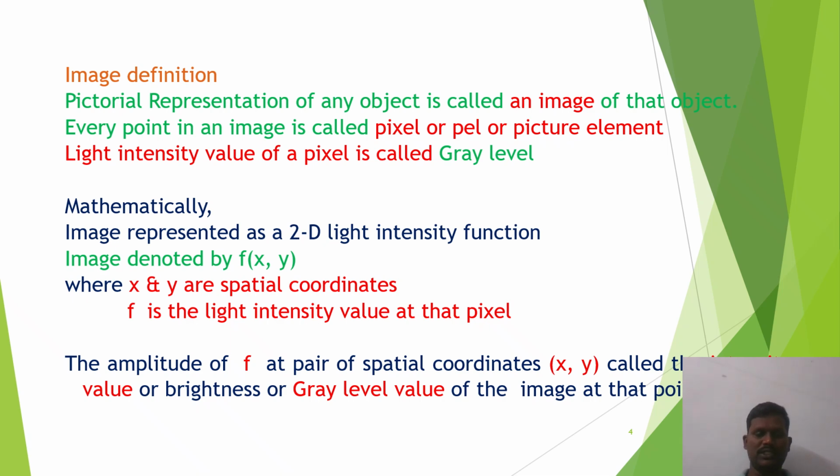Here x and y are spatial coordinates to identify a particular coordinate, and at that coordinate the light intensity value is represented with f. Therefore, the amplitude f at a pair of spatial coordinates is called the light intensity value, brightness, or gray level value at that point.